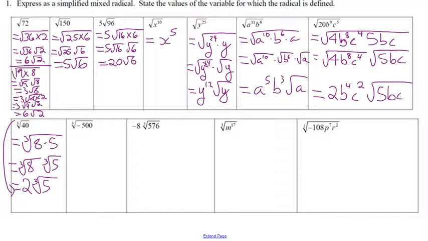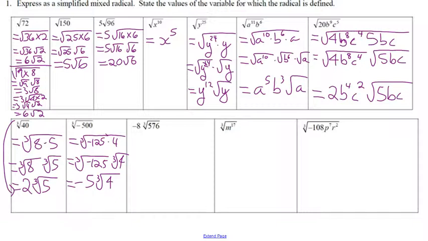Cube root of negative 500. What's the largest cube that goes into 500? 125, right? And what we're going to do is put the negative with the 125. So it's the cube root of negative 125 times 4, right? We've just factored the 500 into a perfect cube, 125, and the other number, which is 4. We then split it out. Cube root negative 125, cube root 4, and write that as negative 5 cube root 4.